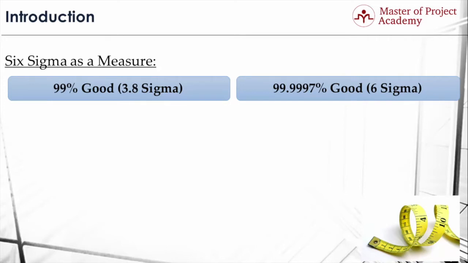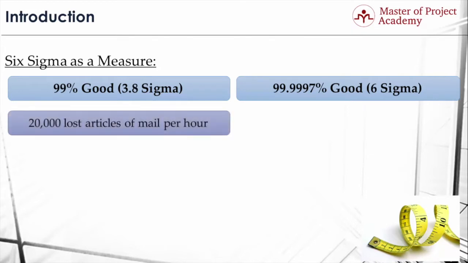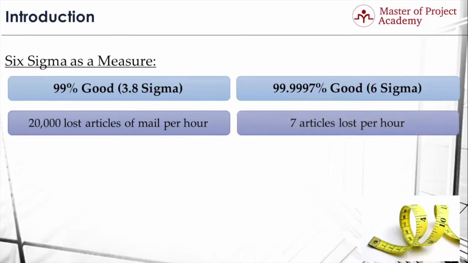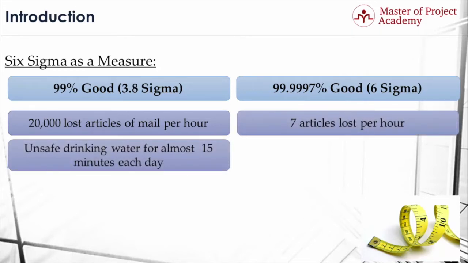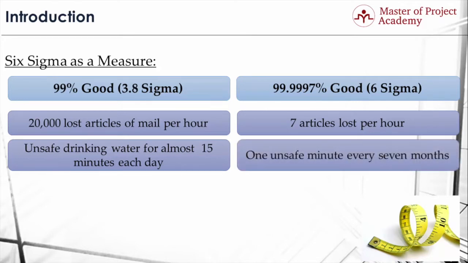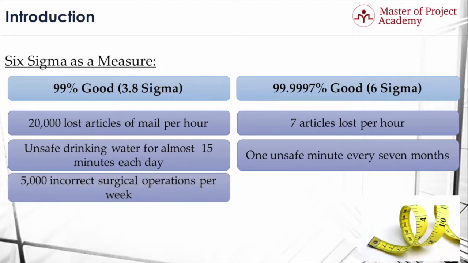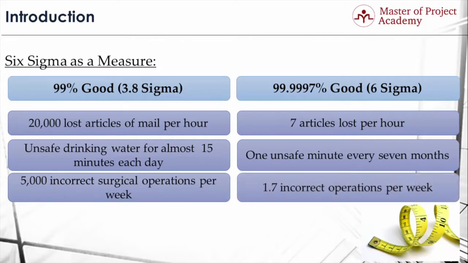Let's give examples from real life to these quality levels to illustrate the concepts better in your mind. 3.8 sigma corresponds to 20,000 lost articles of mail per hour, while 6 sigma corresponds to 7 articles lost per hour. 3.8 sigma corresponds to unsafe drinking water for almost 15 minutes each day. 6 sigma corresponds to 1 unsafe minute every 7 months. 3.8 sigma corresponds to 5,000 incorrect surgical operations per week. 6 sigma corresponds to 1.7 incorrect operations per week.